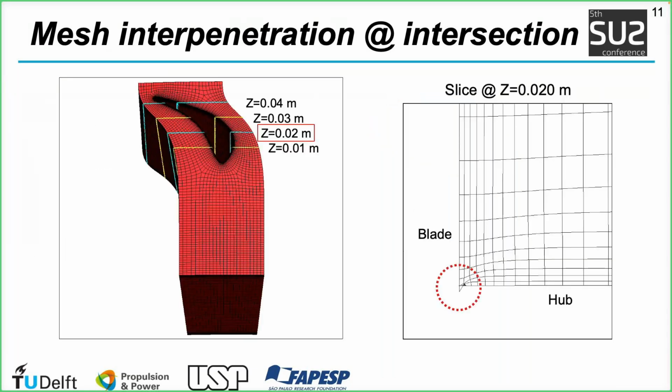The problem that we were having is, for instance, if we take our domain and get a slice at, for example, 0.02 meters of axial position, something very weird happened in the intersection between the blades and the endwalls. This kind of problem has been noticed a couple of years ago, and my goal is to try to solve this issue.